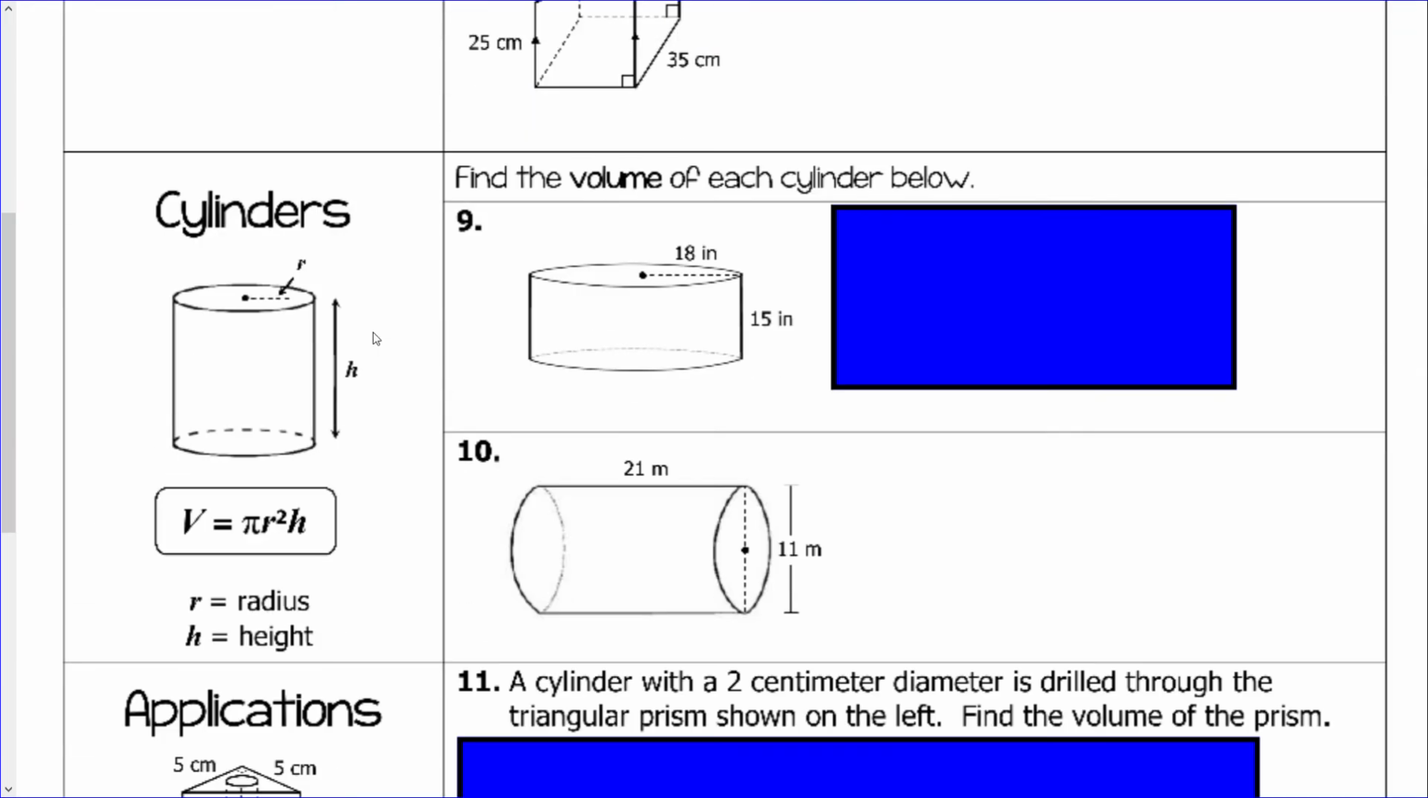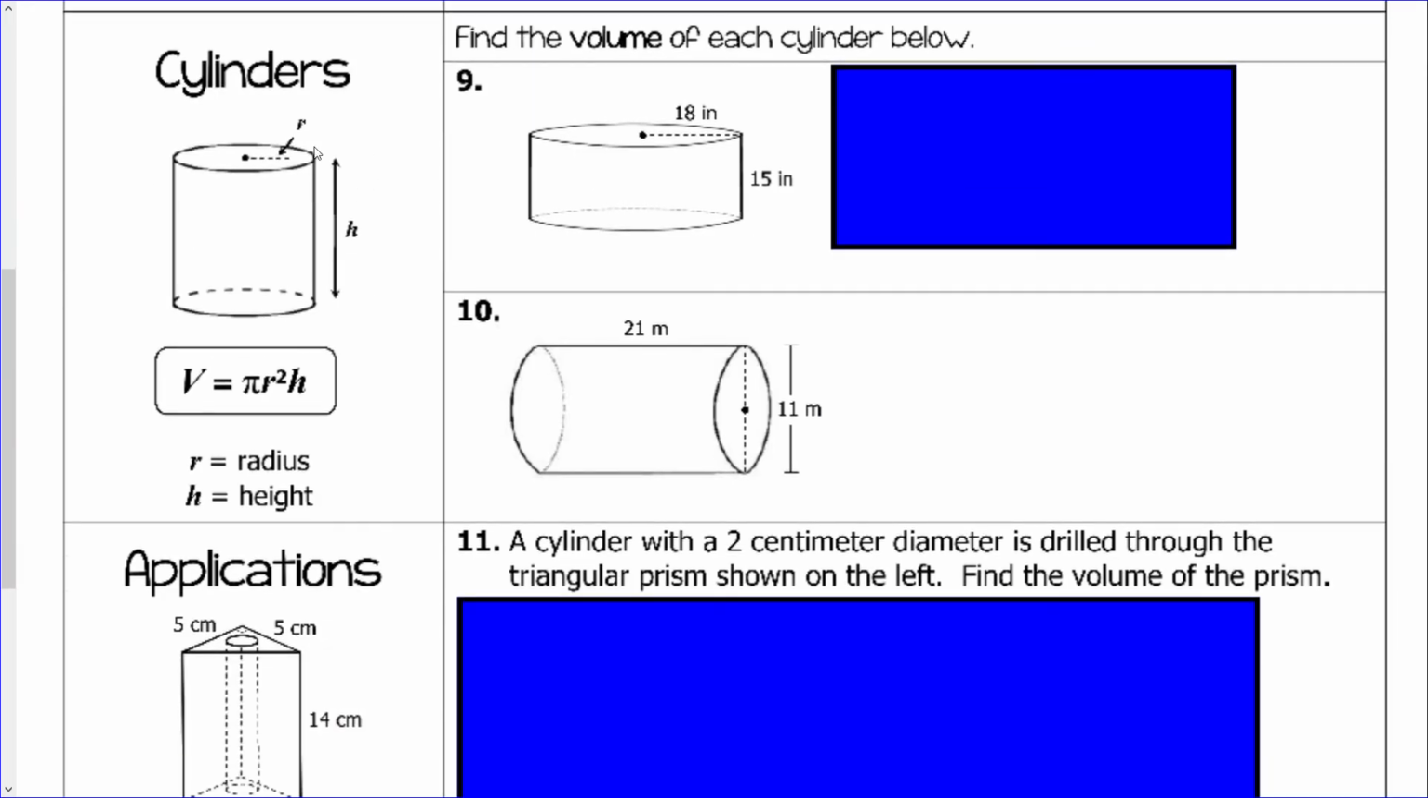Next page. All right, we'll look a little bit at cylinders, okay? And some people call this a circular prism. It's not quite exactly correct to say that, but it's the same logic. You're still finding the area of the base, which is pi r squared, which is the bottom of the cylinder, times the height, which is the distance between the two circles. Okay, so we're using the same logic.